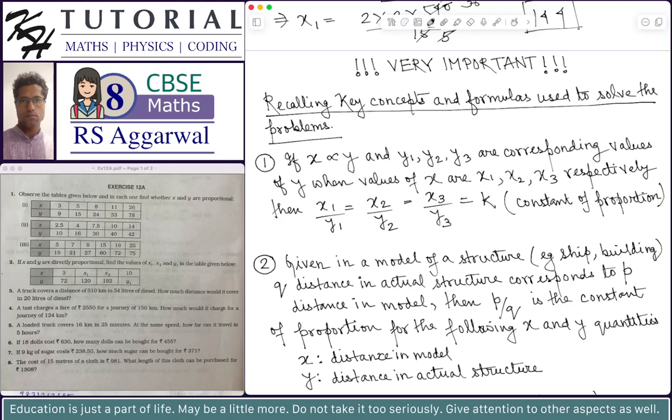That is, the ratio of all the corresponding values of the two quantities x and y is the same, and it is a constant, and that constant is known as the constant of proportion or variation.